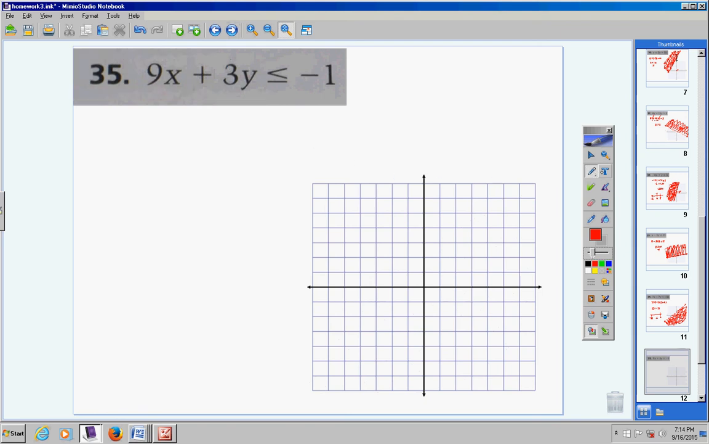Okay, number 35. Now, I want to caution you on number 35. You can use the double intercept method, but right away sometimes there's going to be exceptions. I can see right now the x-intercept is going to be negative 1/9, and the y-intercept is going to be negative 1/3. So you're going to have a point right here at negative 1/3 and a point right here at negative 1/9. That's pretty hard to draw a pretty good line. So you've got to learn to use common sense when you're choosing your method.